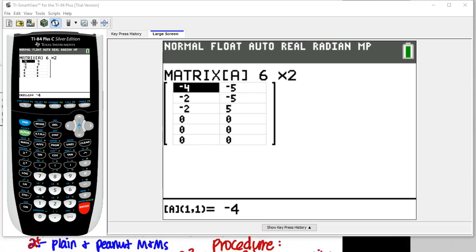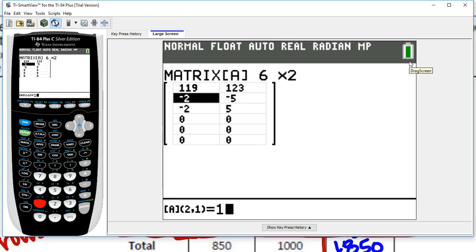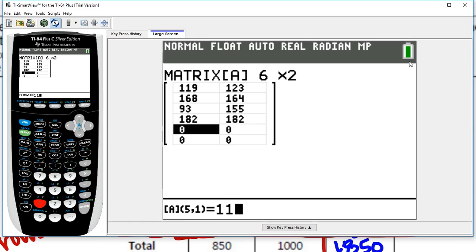And so we have 119, 123, 168. You can just hit enter and it goes across. 164, 93, 155, 182, 182, 115, 125, 173, and 251. And then I really recommend that you check this over because it's very easy to make a typo, and doing it this way, you'll never know that all your answers are wrong if you don't check.